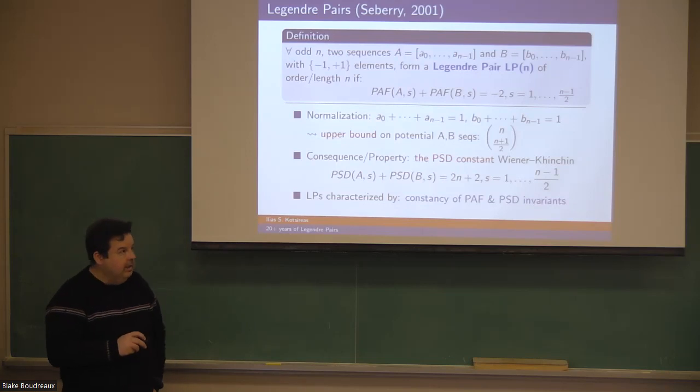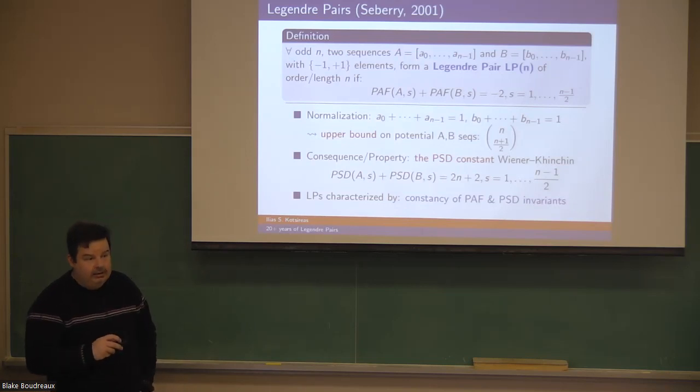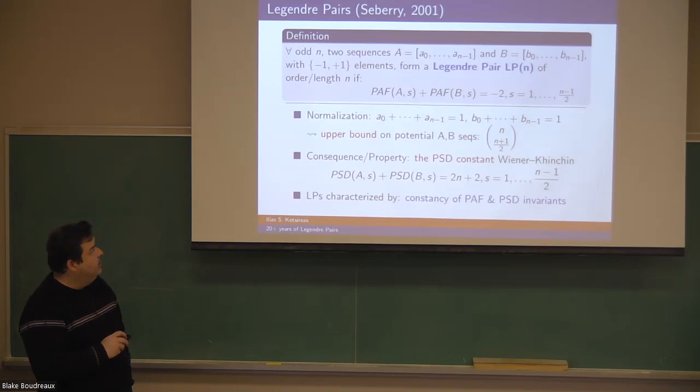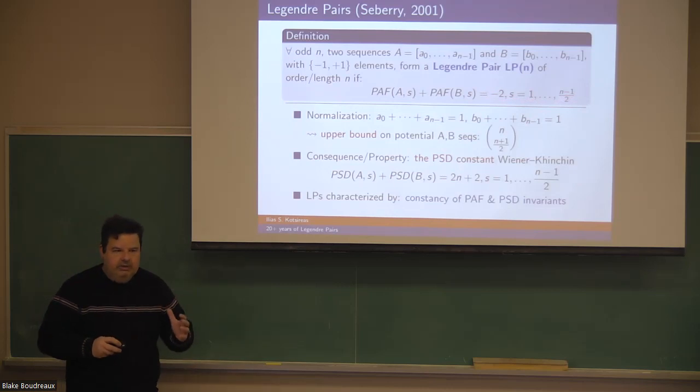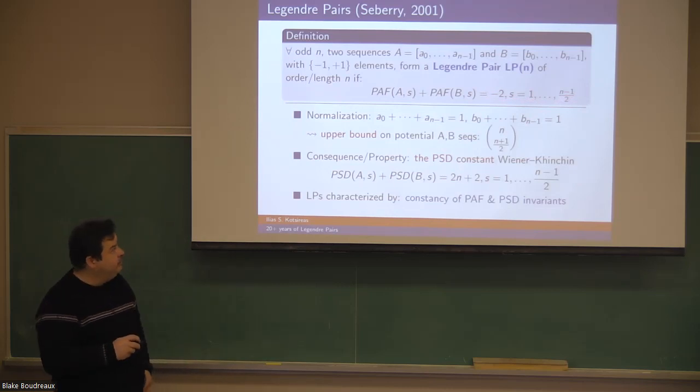So we have these two concepts, and with this we can already give the definition of this combinatorial object called Legendre pairs, and we will see in a minute why they bear the name of Legendre. If n is odd, n has to be odd, and we have two sequences A and B with n elements each, and the elements are plus and minus 1, then they form a Legendre pair if, when you compute the PAFs of A and of B and you sum them up for every s, then you get the constant -2. This is done for every s from 1 up to (n-1)/2. Remember, we only need to know half of the PAF values. The other half are equal to the first half.